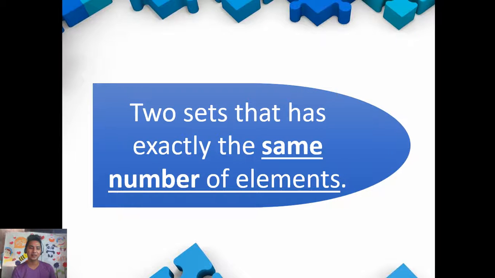So what is the meaning of equivalent sets? Two sets that have exactly the same number of elements. So what is the only one condition? It has the same number of elements. Okay, for equal sets we have two conditions. It should have the same number of elements and then the same elements. But in equivalent sets, it has only one condition, exactly the same number of elements only. Okay, you should know how to differentiate the two.